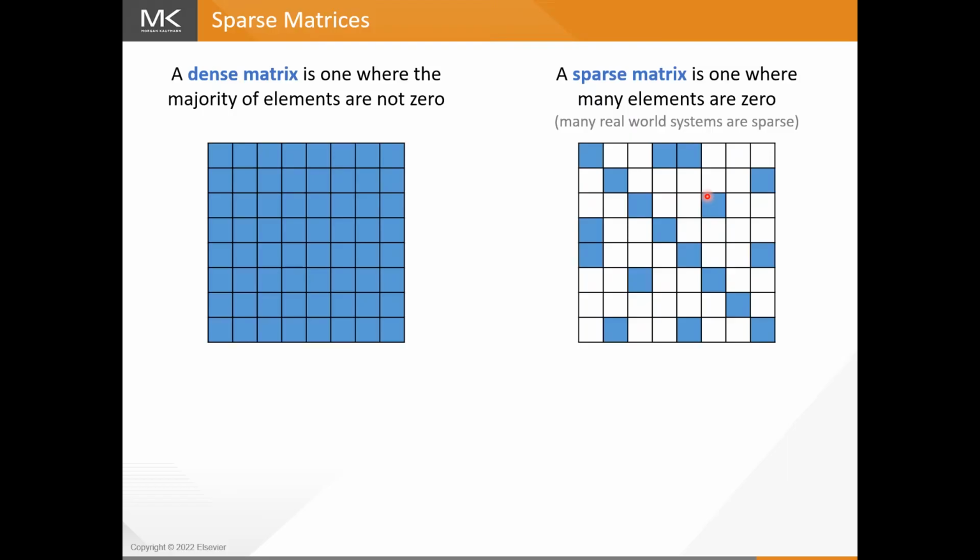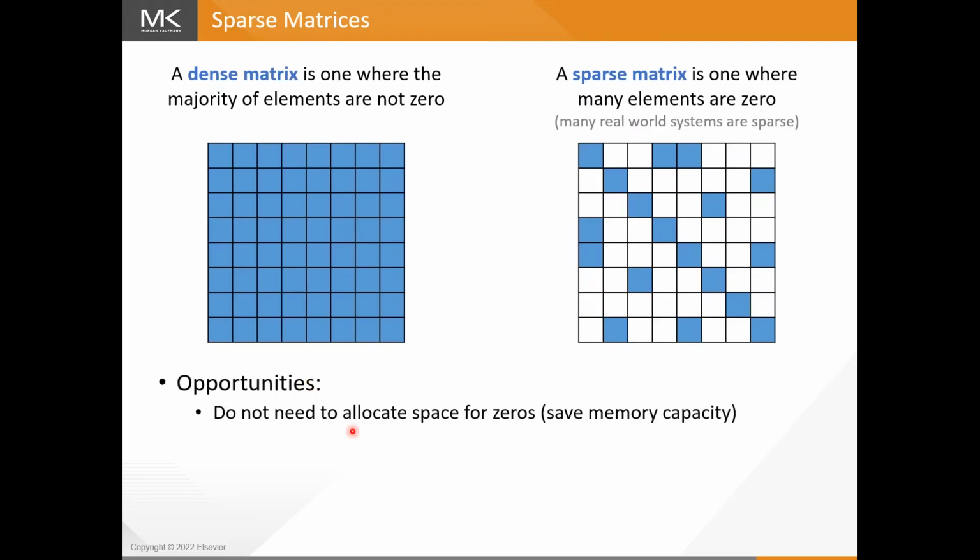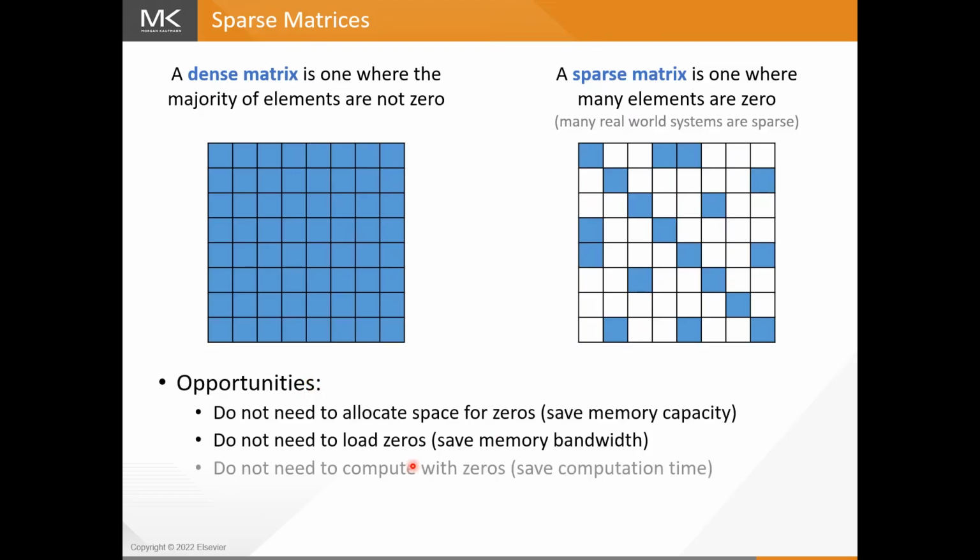And also, if I know that an element is zero, why bother loading that element from memory? I can have some kind of representation where I compress my matrix, remove the zeros, and that way I don't have to spend memory bandwidth loading these zeros from memory. So sparse matrices give us a lot of opportunities for optimization. We don't need to allocate space for the zeros in memory. This saves memory capacity. We don't need to load those zeros from memory. This saves memory bandwidth. And also, we don't need to compute with these zeros. So this saves us computation time.